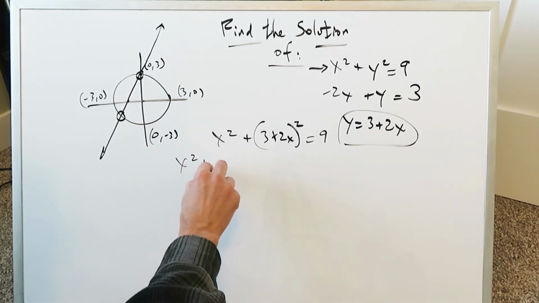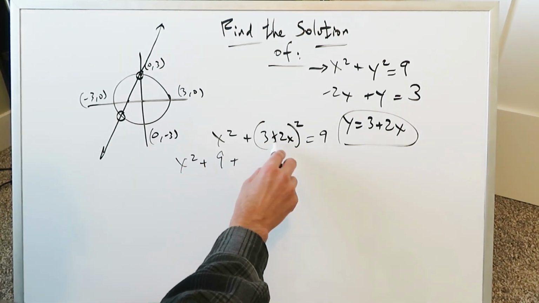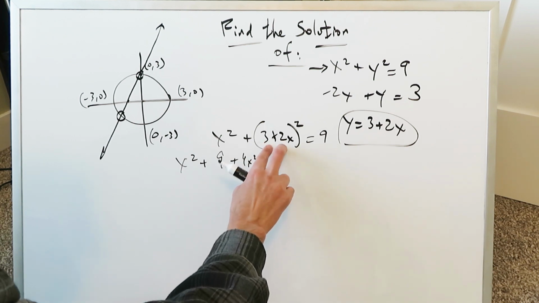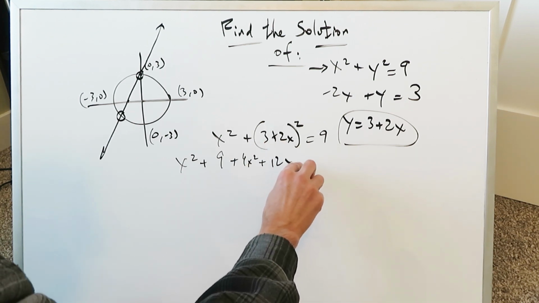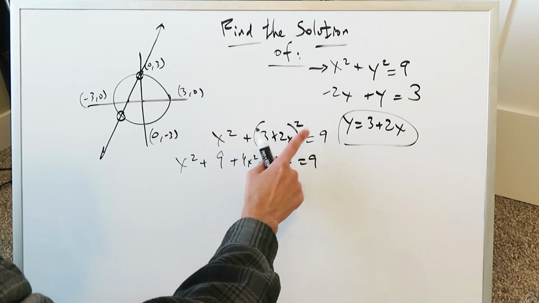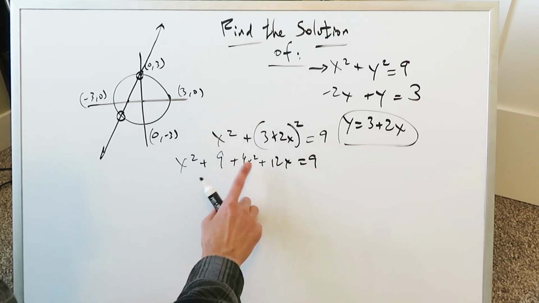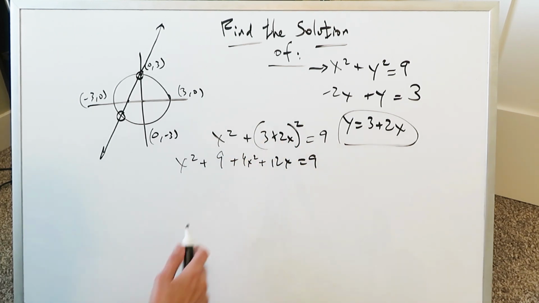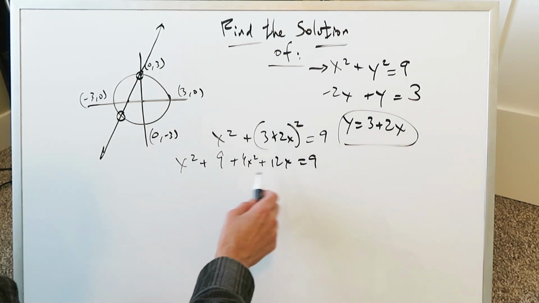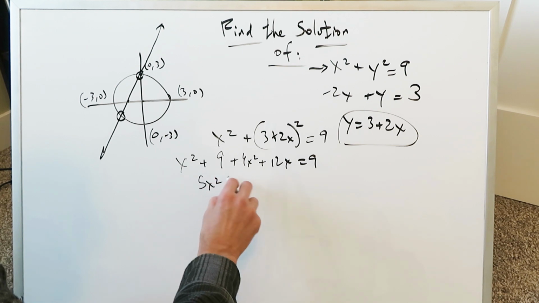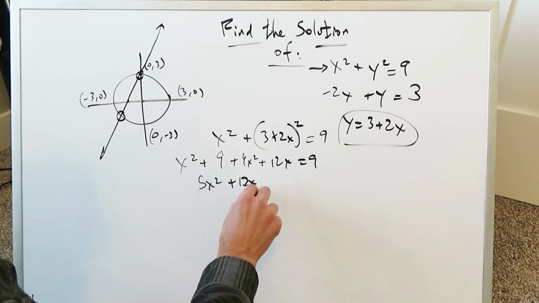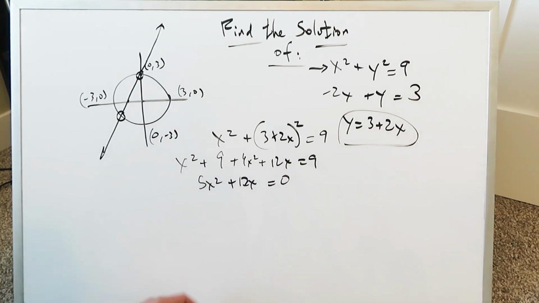When you open it up, it's not hard. You'll have a 9 plus 4x squared plus 6x times 2, which is a 12x, is equal to 9. Remember, this is (a plus b) whole squared, a squared plus b squared plus 2ab. That's exactly what you have. Combine the common terms and bring everything and make it into a quadratic equation. 5x squared plus 12x. Bring the 9 over here, it cancels out. You have this 5x squared plus 12x equals 0.